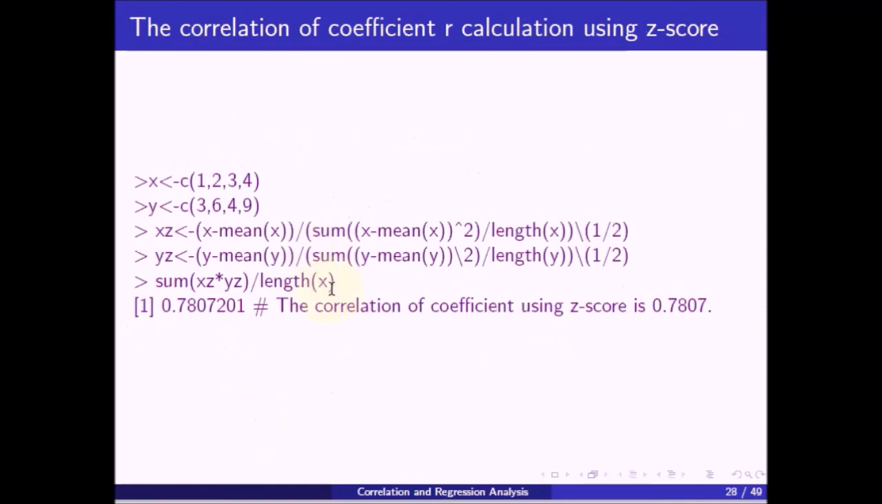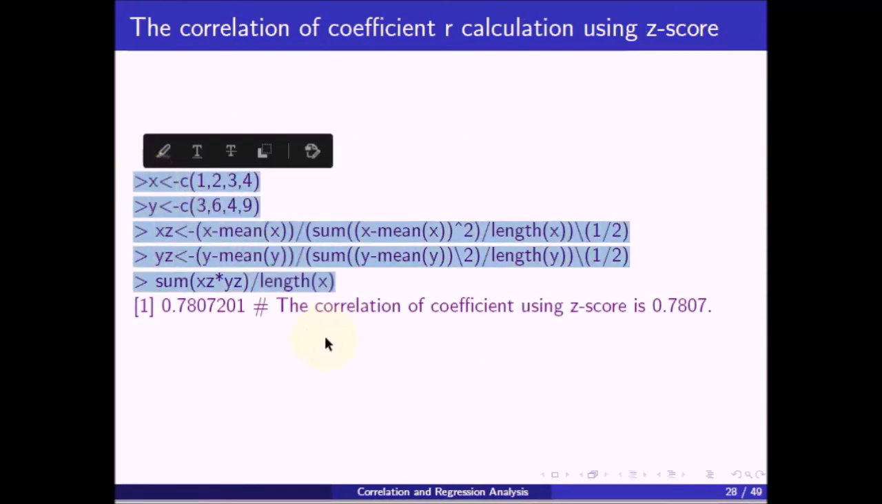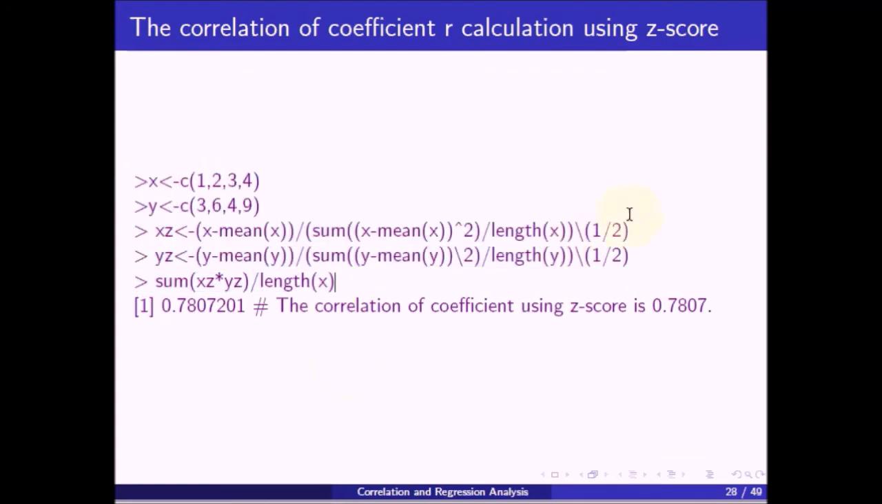And these are the lines through which we implement the correlation using z-score. Here we convert x into zx and y into zy. You can see the formula: x minus mean of x divided by the standard deviation, and the answer is 0.7807.